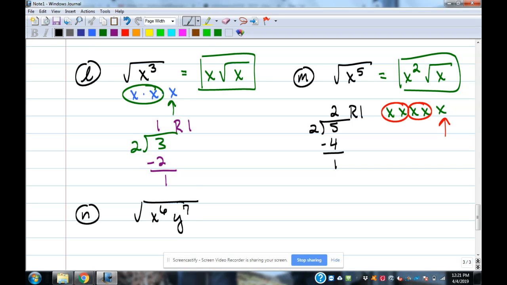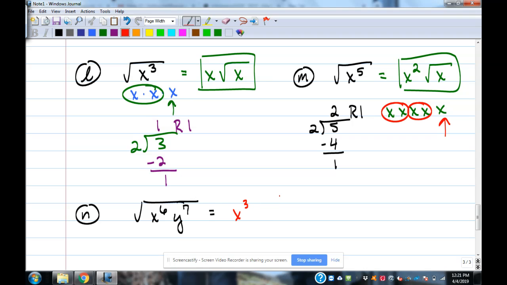Same rules. Just do it twice. 2 goes into 6 how many times? 3 times. Remainder? Is there a remainder when you divide 6 by 2? No. Are there any x's left on the inside? No, because there's no remainder. So that would be x to the 3rd power on the outside.